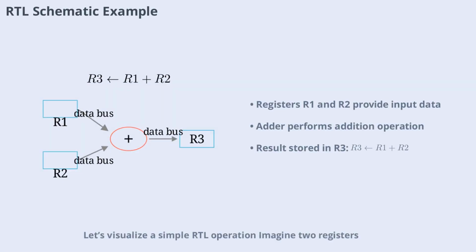Let's visualize a simple RTL operation. Imagine two registers, R1 and R2, and an adder. The operation R3 ← R1 + R2 is performed by connecting R1 and R2 to the inputs of the adder, and the output goes to R3. This schematic shows how RTL statements map directly to hardware components and connections.